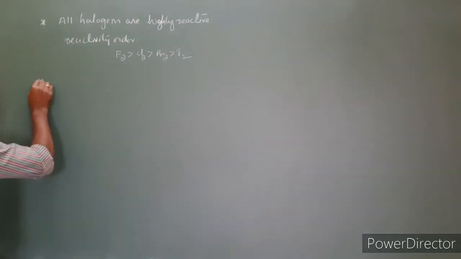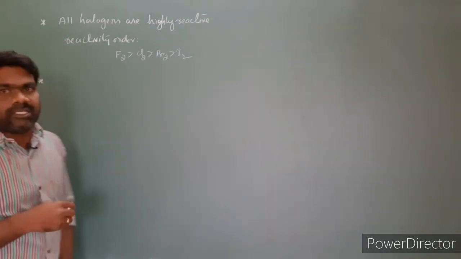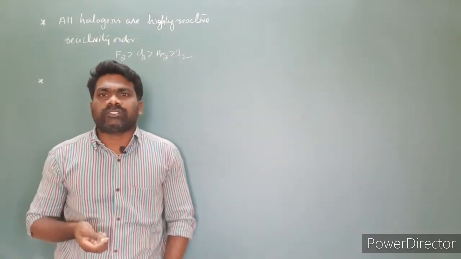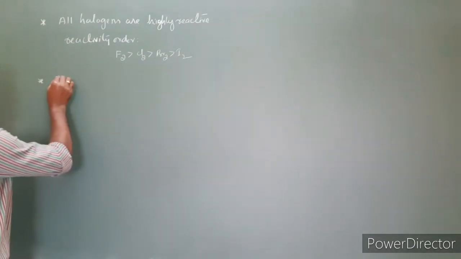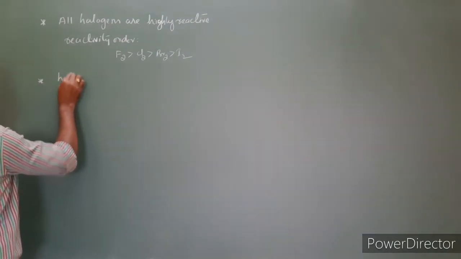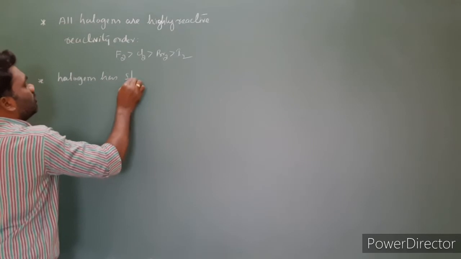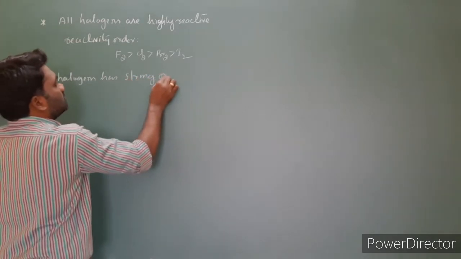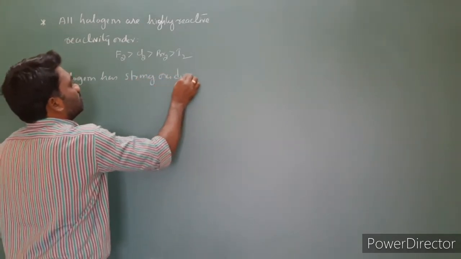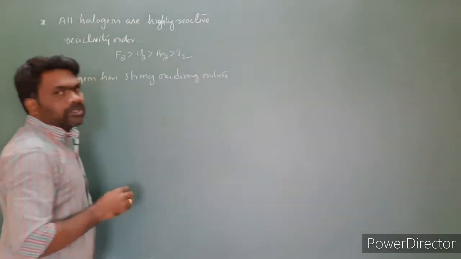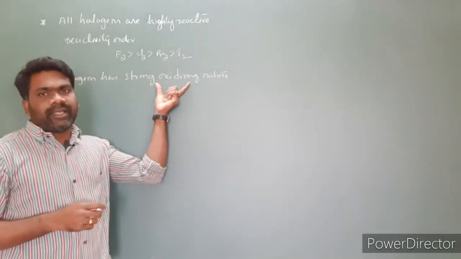Next, all halogens are strong oxidizing agents. Halogens have a strong oxidizing nature. The oxidizing nature is because they are ready to accept electrons.